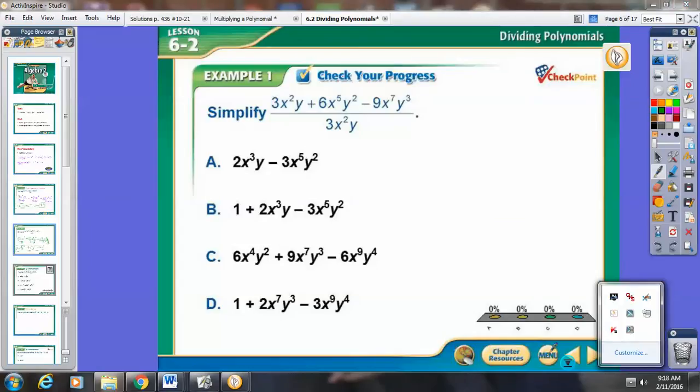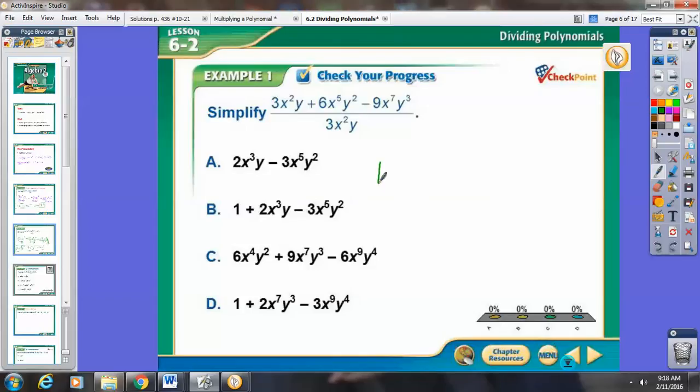When you simplified the first term, Michael, what did you get? I got 1. 1, very good. When you simplified the second term, what did you get, JT? 2. Anything else? X cubed y. X cubed y, good. When you simplified the last term, what did you get, Olivia? Minus 3x to the fifth.